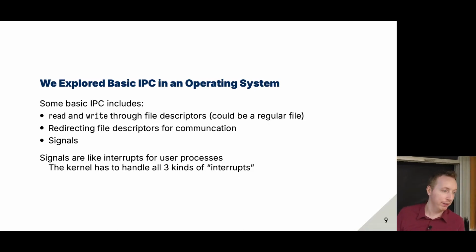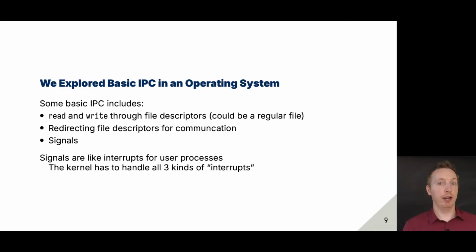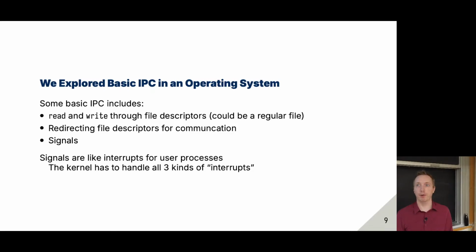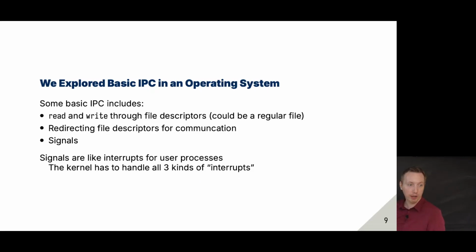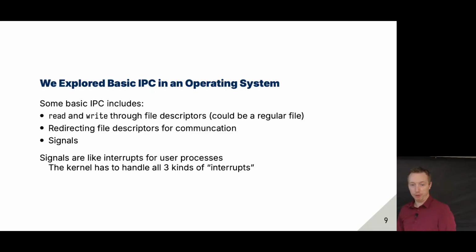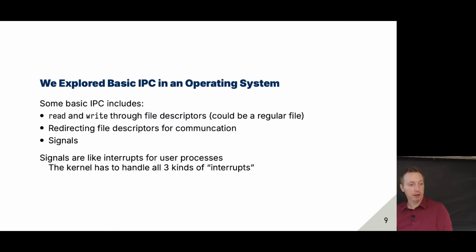IPC was lots of fun, so read and write through file descriptors. File descriptors could represent anything, including a regular file, which we kind of now know how it's represented through an inode. And then we could redirect file descriptors for communication. So like just making one process's standard out go to another's standard in through a pipe. So that was one way we could communicate between processes.